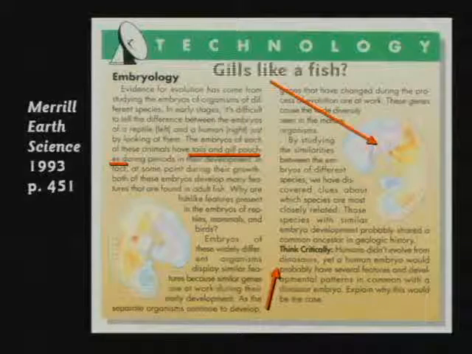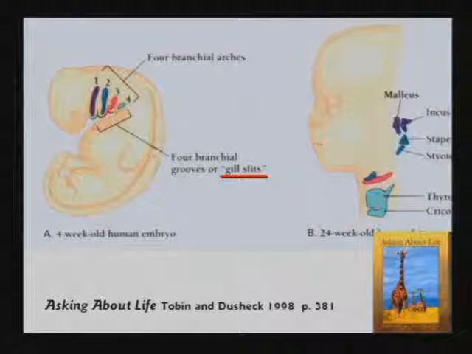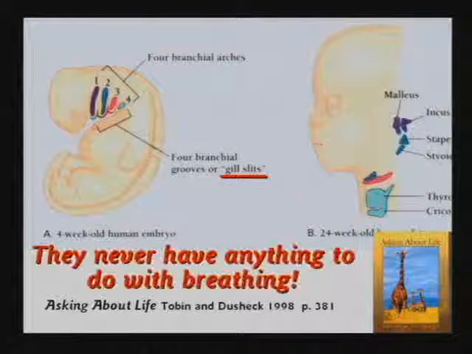Oh, you gotta be kidding. This is a lie proven wrong in 1875. It's not true. Those little folds of skin in the embryo develop into bones in the ear and glands in the throat. Go study your anatomy. They never have anything to do with breathing. I've seen people that have 5 or 6 chins and they can't breathe through any of them but the top one, okay?